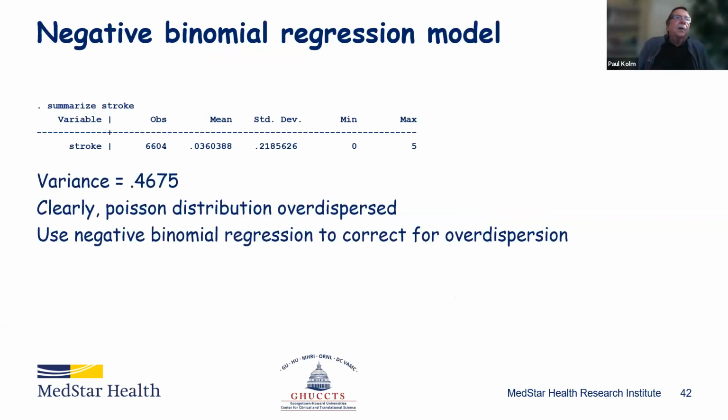So it turns out that in our data, our outcome stroke is over dispersed. We can see this quite readily here: the mean is 0.036, the standard deviation is 0.21. You just square the standard deviation to get the variance, and you can see that we have a distribution that, in terms of being Poisson distributed, is really over dispersed. So we're going to use negative binomial regression to correct for this over dispersion.